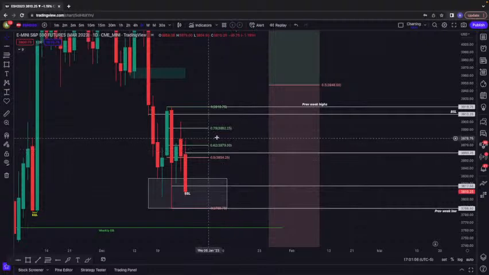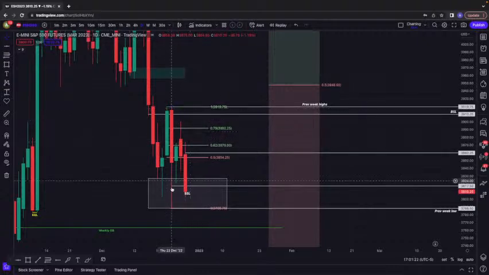So you can use that strategy with the fib tool by putting it on a candle that has a high and a low that's completely above the previous candle, because it creates a nice range. And then you can get bias off of that.